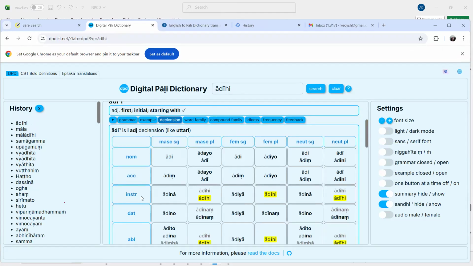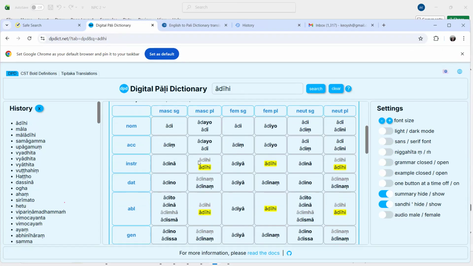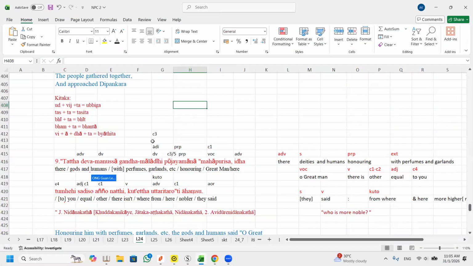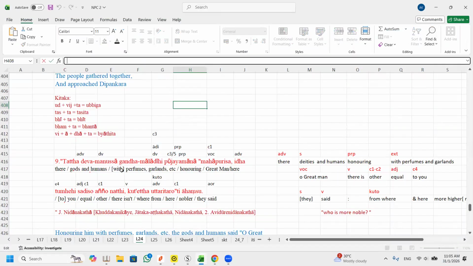Masculine, instrumental, plural, with garland. That means perfume, garland, etc. Okay, all right. Now, this part.